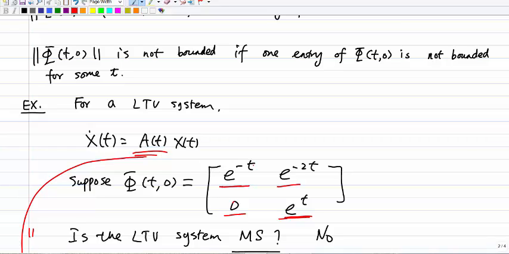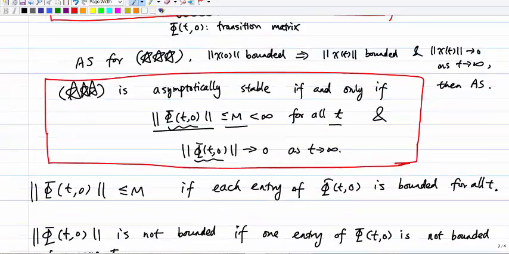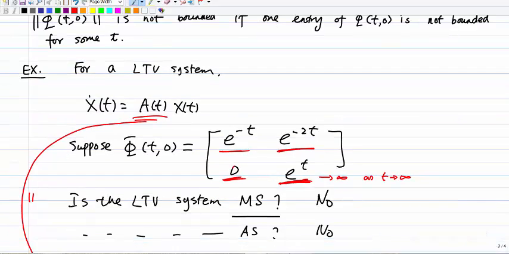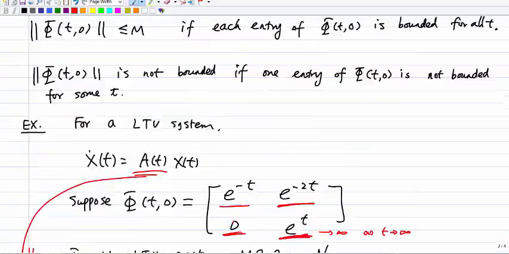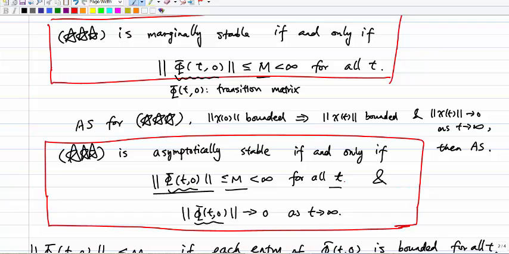If you look at this one, it is bounded because of the negative 2t, so for any positive t this is bounded. This guy is also bounded. This also, of course, is bounded. But this one is not bounded, because as t goes to infinity, this entry goes to infinity. So one entry of this phi is not bounded, so the phi norm is not bounded, which means the system is not marginally stable. Because it's not marginally stable, it's not asymptotically stable either, because the first condition of asymptotic stability is the same as marginal stability. So if it is not marginally stable, it definitely is not asymptotically stable.